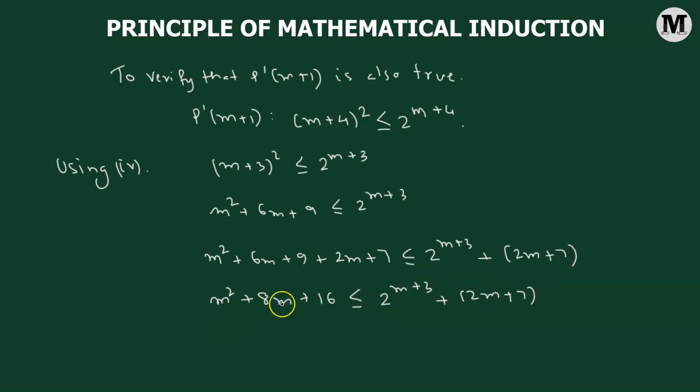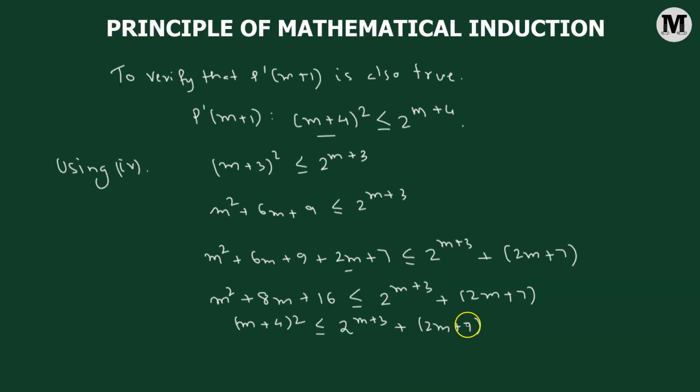Fine. So m squared plus 8m plus 16 becomes (m plus 4) whole squared, which actually gives us the left hand side of the inequality of p prime of m plus 1. So that's the reason why we added 2m plus 7 to both sides of the inequality. So we have (m plus 4) whole squared less than or equal to 2 raised to the power of m plus 3 plus 2m plus 7.